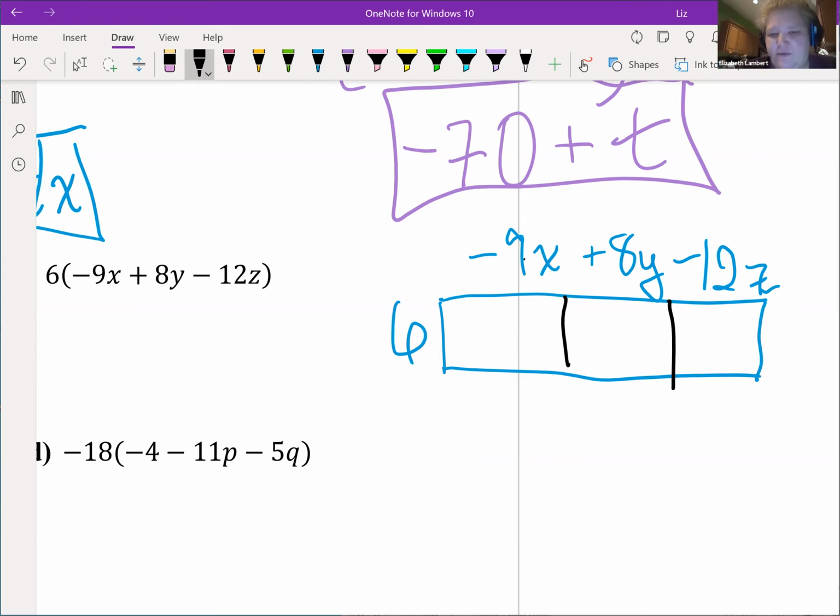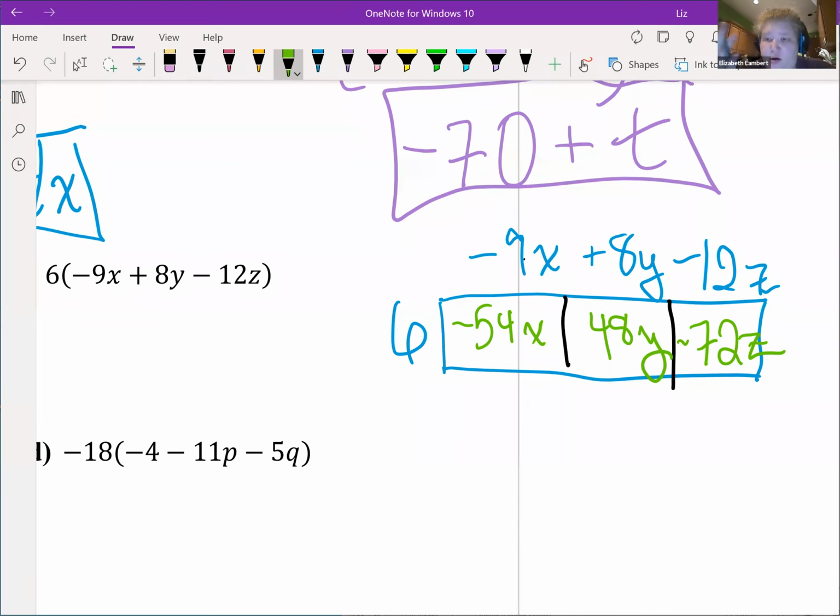So 6 times negative 9 is, no, this one, 654, but negative, still with the x. Now 6 times 8y's, 6 times 8 is 48 with the y. Then 6 times negative 12, 6 dozen is 72. So this is negative 72 with a z. So those 3 terms that I just wrote in green inside the box there are our answer.